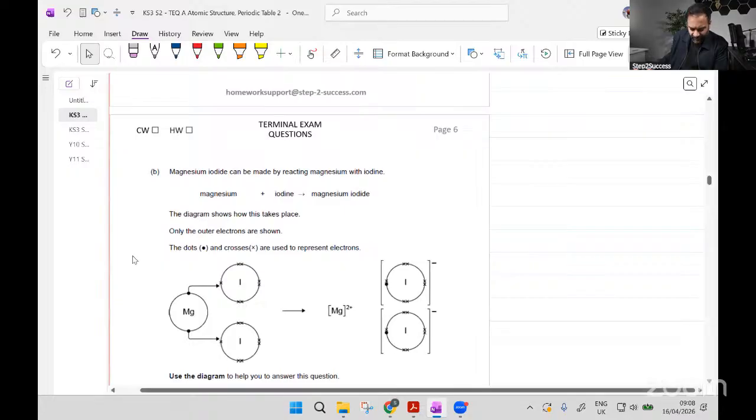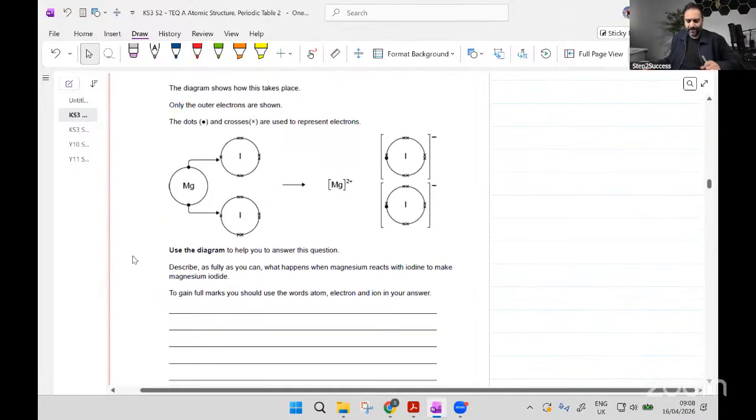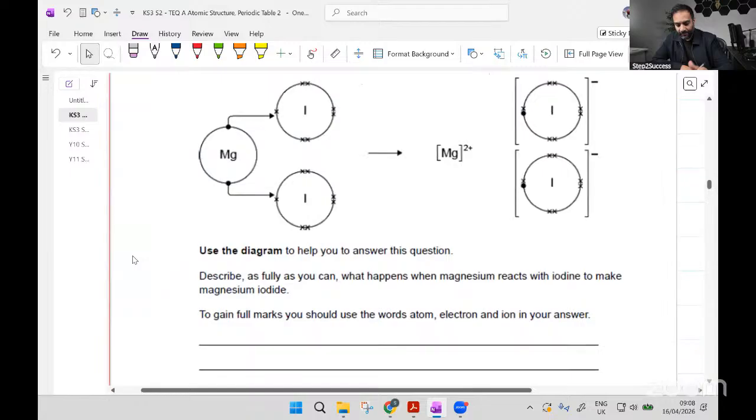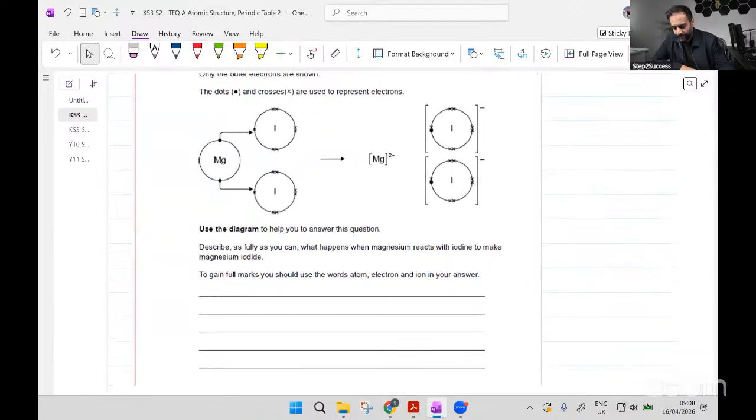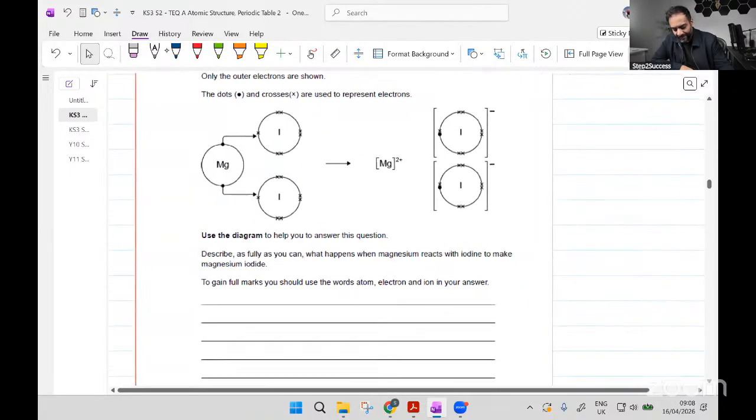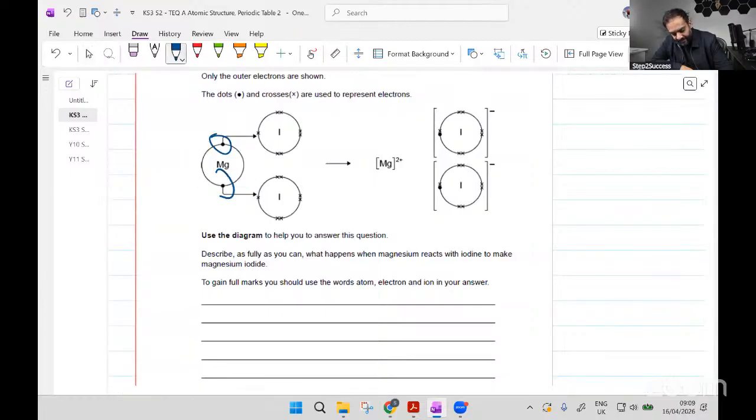And then I suspect you'll probably need help with this, so I'm going to tell you the answer to this question. This is probably the trickiest question in this booklet. The way you answer this question is you explain what is happening to this thing. This magnesium is losing two electrons and becoming, as you can see here, this thing has become this, which is an Mg2 plus ion.